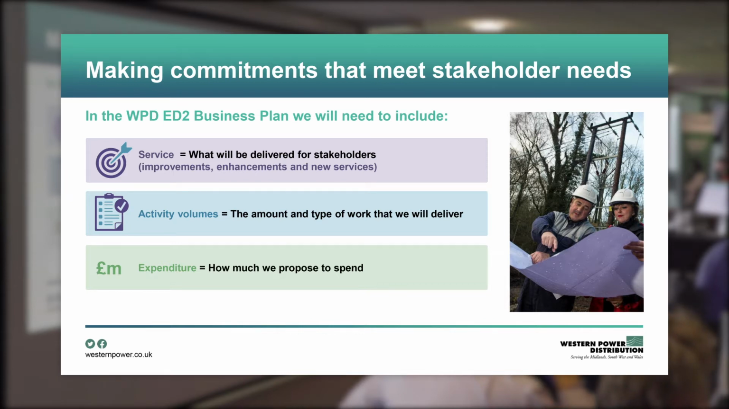In terms of investment on the network, we'll have to describe the activity volumes that we're going to do, so the length of line that we're going to replace, the number of transformers we'll be uprating. So we have to describe the amount and the volume of that kind of work and the type of work that we'll deliver. But underpinning all of that will be an amount of expenditure. And ultimately, Ofgem will be judging how much of that expenditure they will allow us. So it's a high-level requirement. That's the kind of thing that we'll be including in the business plan.